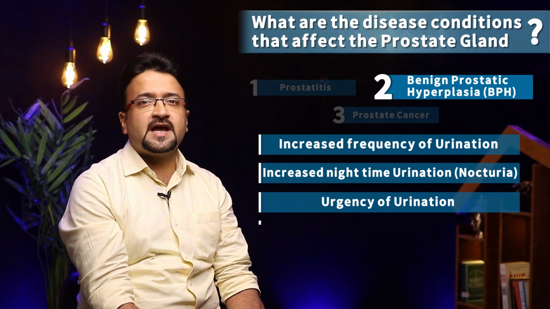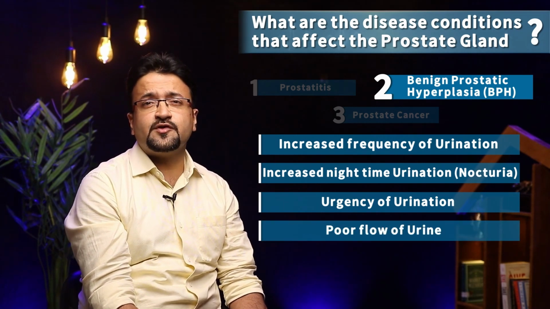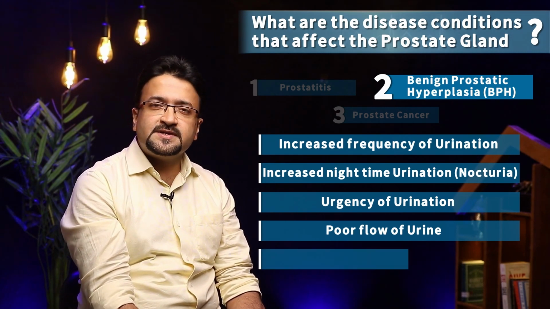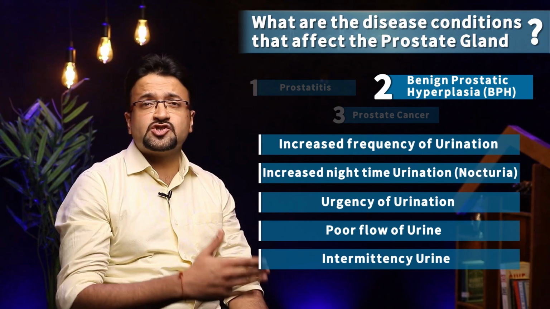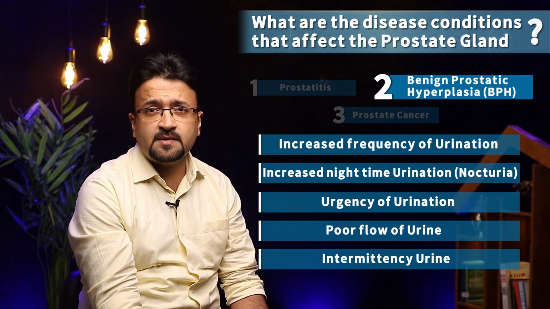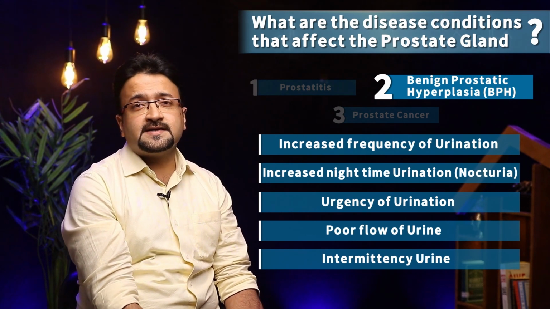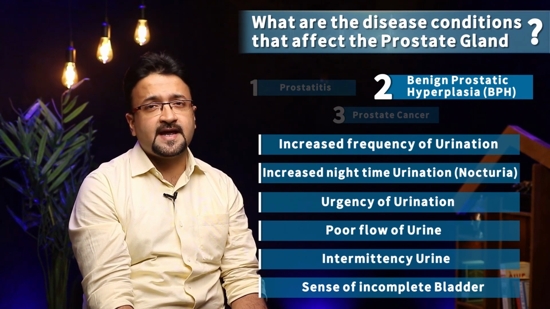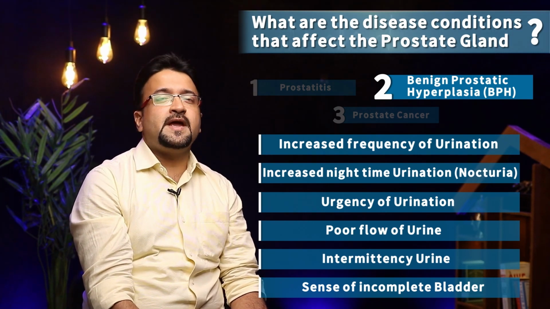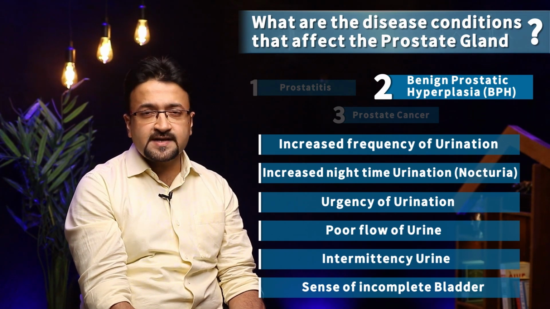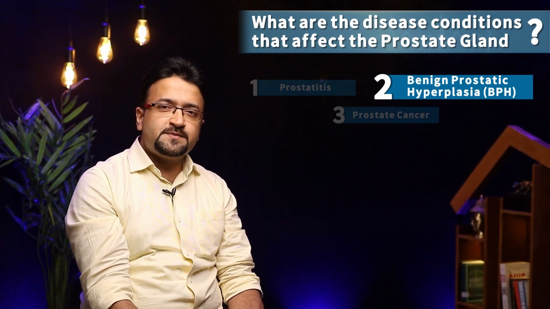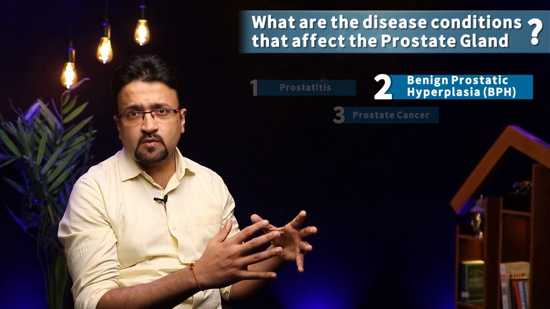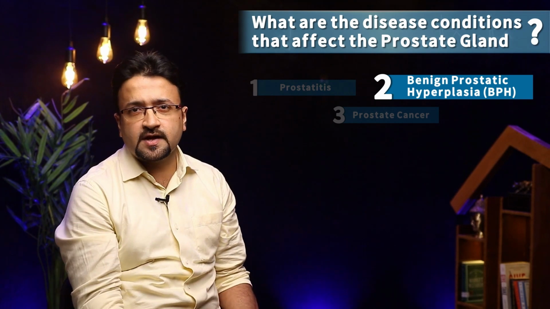There may be other symptoms like a poor flow of urine, where the stream of urine becomes narrower. Some people also get an intermittency, where the stream may start and stop multiple times during a single act of passing urine. People also feel that they have not emptied their bladder completely. This is known as a sense of incomplete emptying. All of these symptoms may or may not be directly proportional to the size of the prostate gland. The treatment is decided upon based on the degree of severity of the symptoms on one hand and the size of the prostate on the other hand.